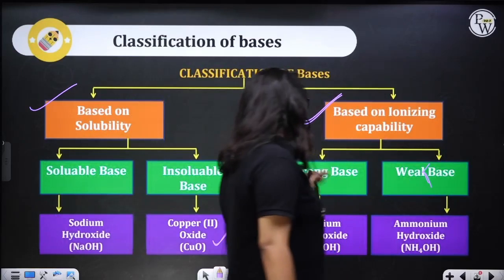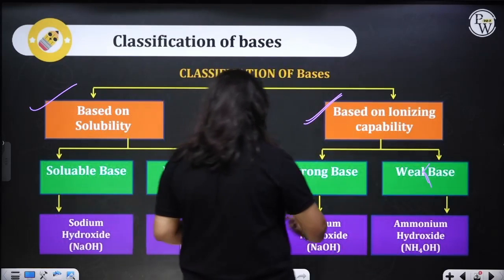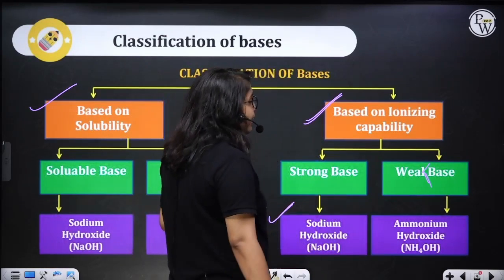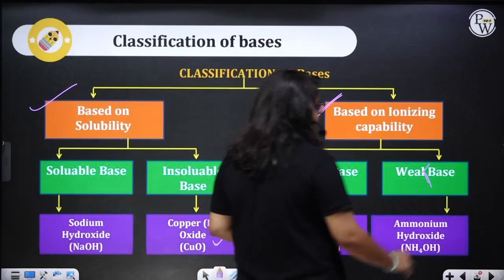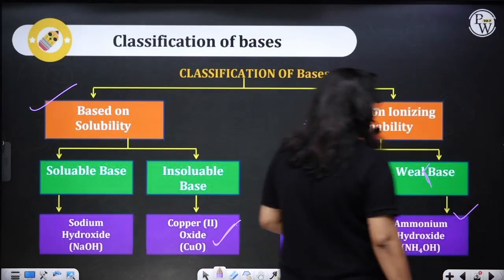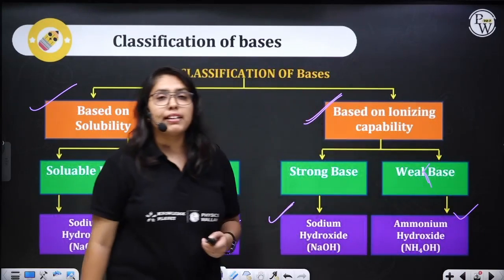The example of a strong base is sodium hydroxide, whereas that of a weak base is ammonium hydroxide.